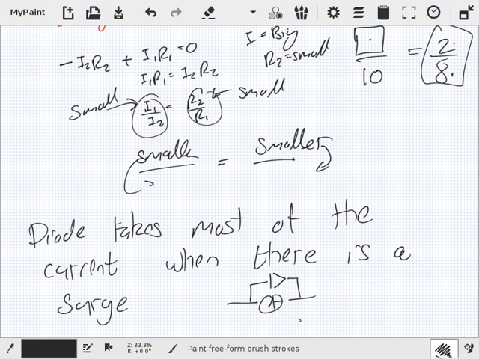Oh yeah, sorry. The diode takes most of the current when there is a surge. Sudden increase, sudden spike. If you want to use full sentences, you can. Yes, when there's a surge in the current.